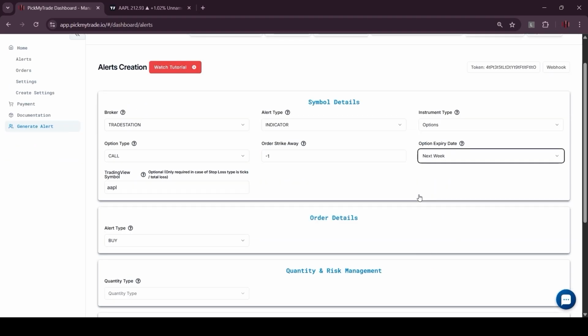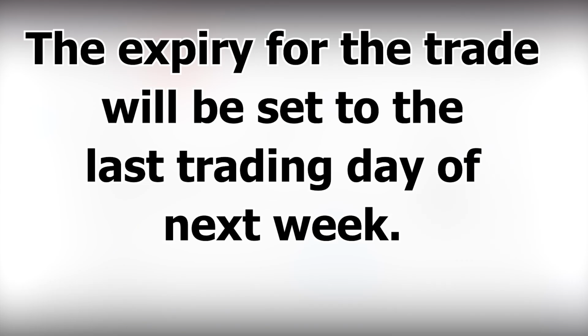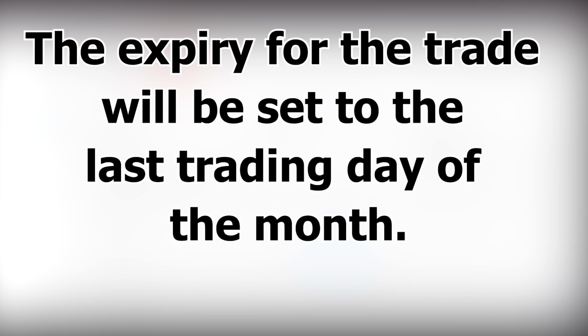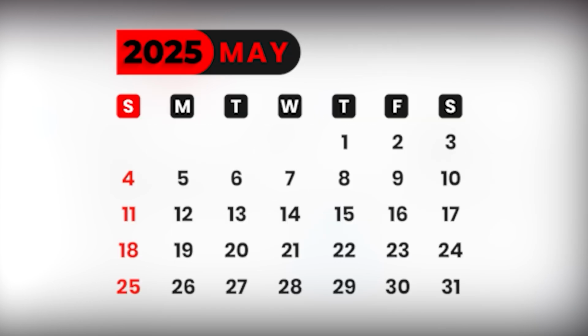Then we have the option of next week. Here, the expiry for your trade will be set to the last trading day of the next week. So if today is May 14th, Wednesday, the expiry for my trade will be on May 23rd, Friday. Then we have this option of the current month. Here the expiry for your trade will be set to the last trading day of the month. So if today is May 14th, the expiry for my trade will be on May 30th, which is the last trading day of this month.